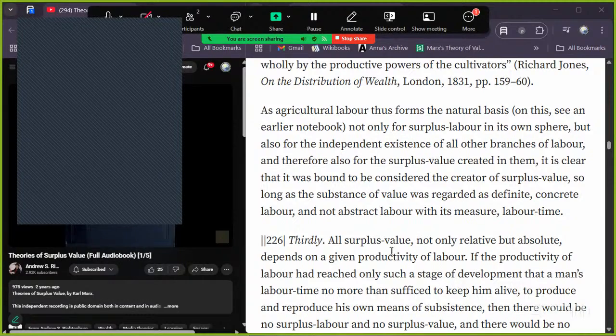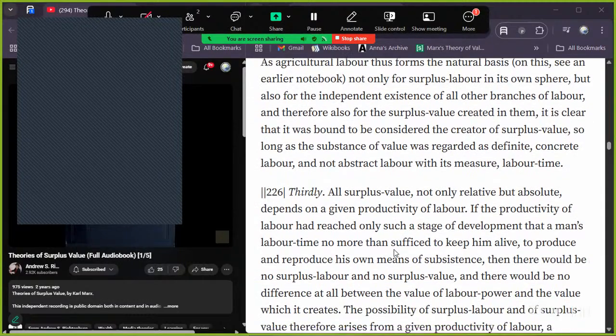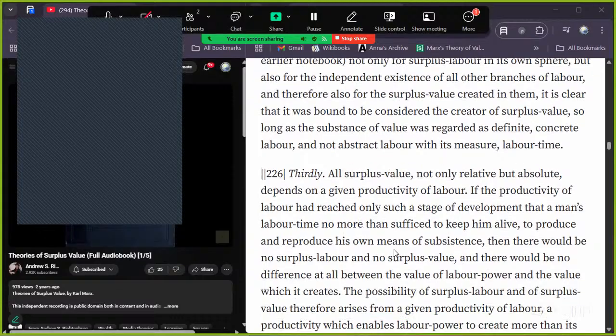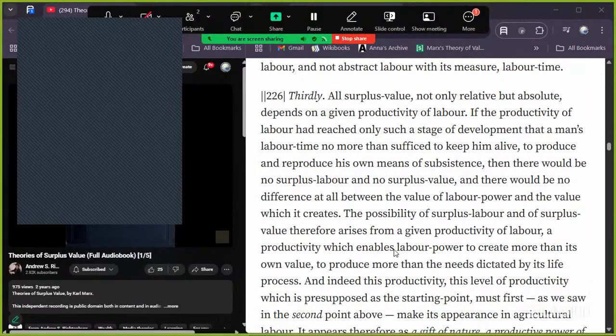Thirdly, all surplus value, not only relative but absolute, depends on a given productivity of labor. If the productivity of labor had reached only such a stage of development that a man's labor time no more than sufficed to keep him alive, to produce and reproduce his own means of subsistence, then there would be no surplus labor and no surplus value, and there would be no difference at all between the value of labor power and the value which it creates.